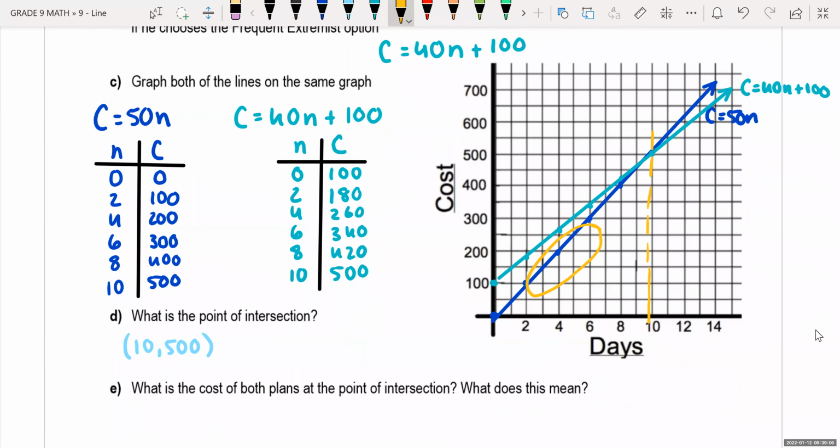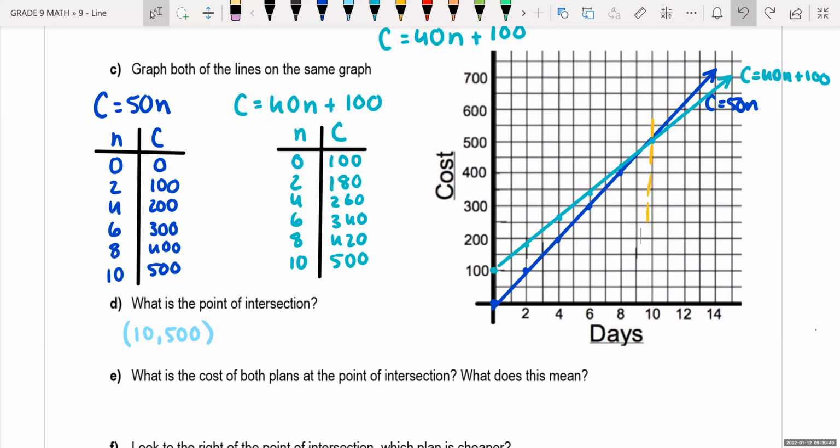So if Mike is going skiing for fewer than 10 days, it would make sense for him to get the standard rate because the blue line is below the light blue line. And so he's going to be paying less. At 10 days, both of the plans are going to cost the exact same money. So if you're going for exactly 10 days, it doesn't matter which plan you get. You're still paying the same. However, after 10 days of skiing, it makes sense to buy the cheaper one, which is going to be the frequent extremist option, because after 10 days, that line is below the dark blue line. And so it's cheaper in that case.